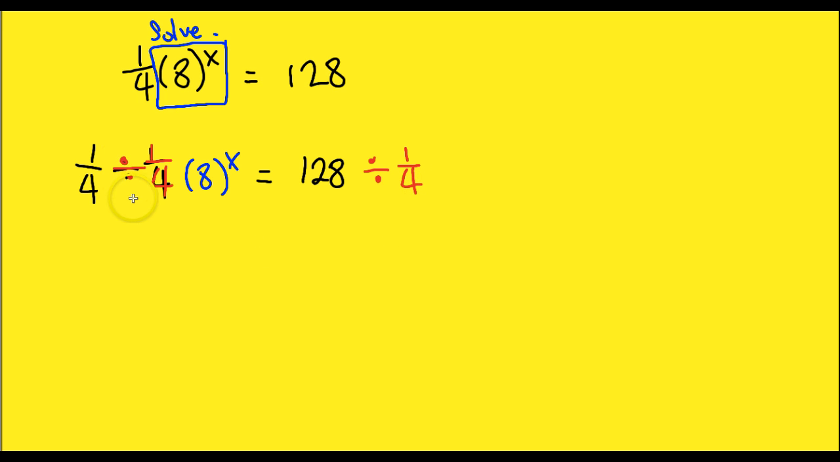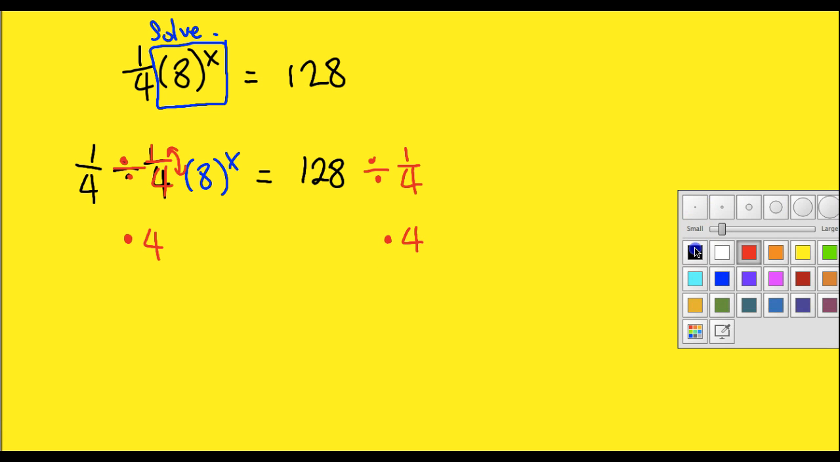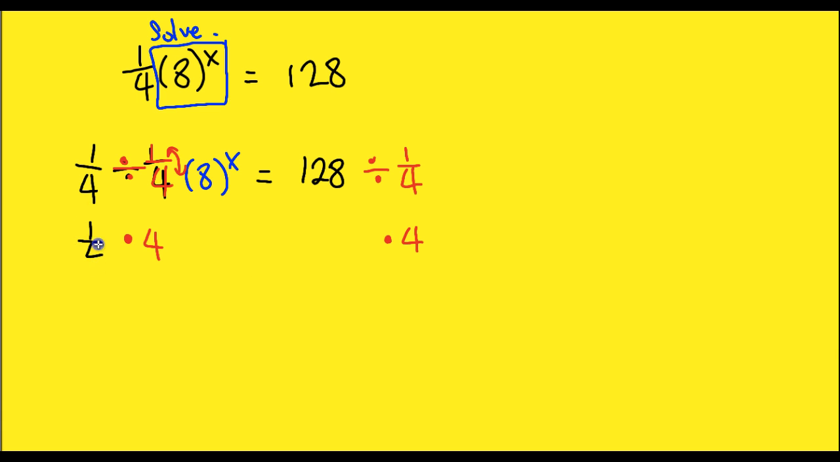Miss Choi, how do you divide by 1 over 4? Well, all we have to do is change the division into multiplication and then you flip it. That means find the reciprocal. Find the reciprocal, which means flip it. So 1 over 4 becomes 4 over 1, which is just 4. So I'm just going to change that on both sides because that's the thing that we have to do. And so there you go. 1 over 4 times 4 equals 128 times 4.